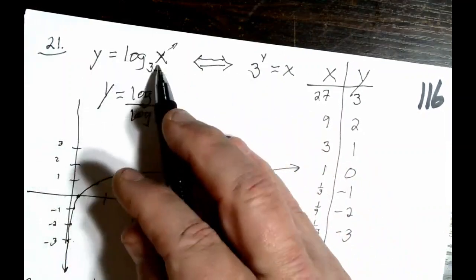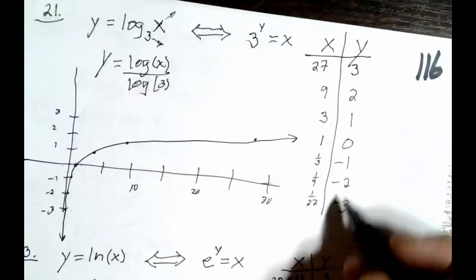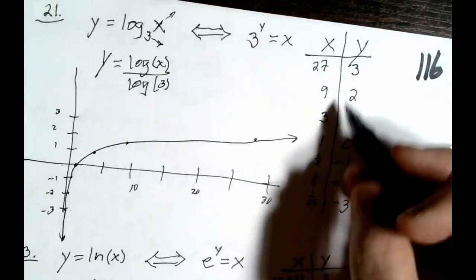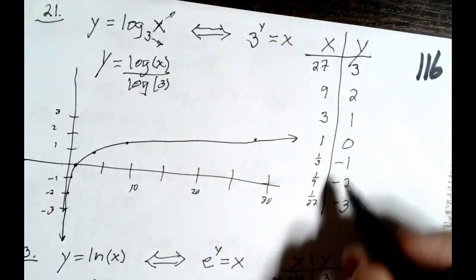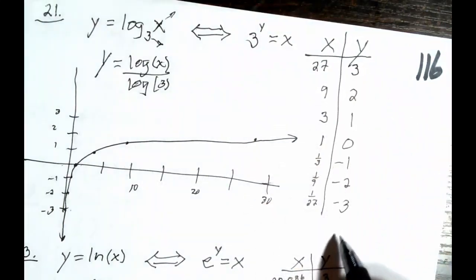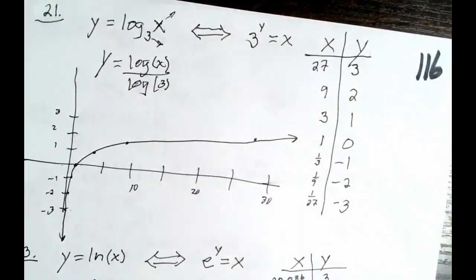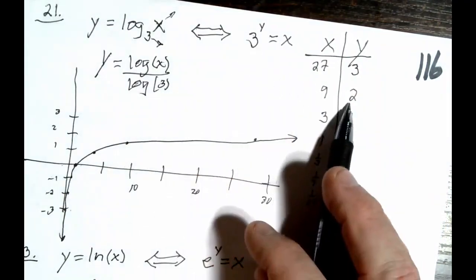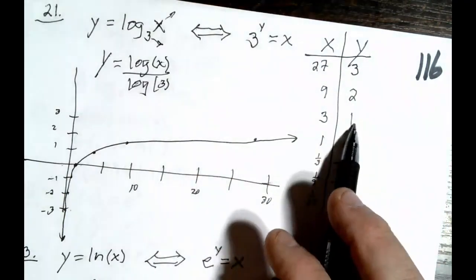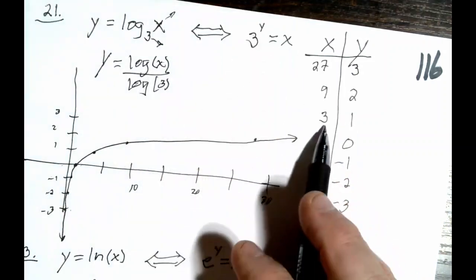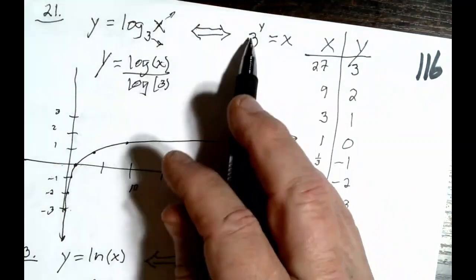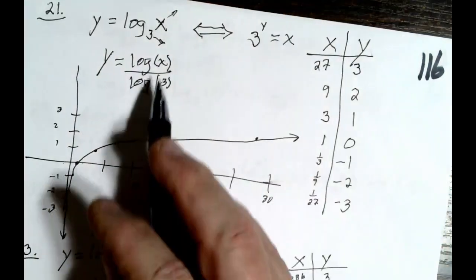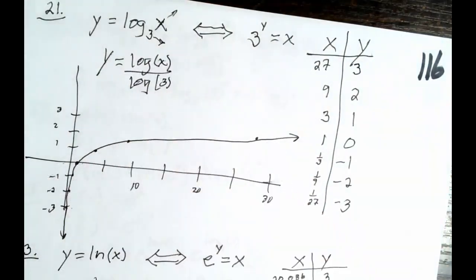3 to the y equals x, and you can graph it by filling in points. But in this case you want to pick y values and then figure out what the x values are. Once you pick a y value of maybe 2, you know 3 to the 2 is 9. 3 to the 1 equals 3. 3 to the 0 equals 1, and so on. And so this is what it looks like. Now if you also graph this on your calculator, you get the same picture.